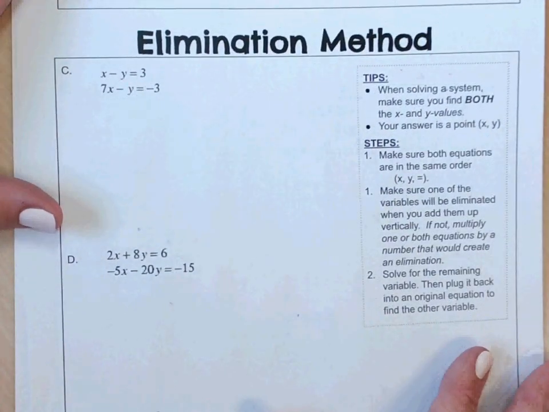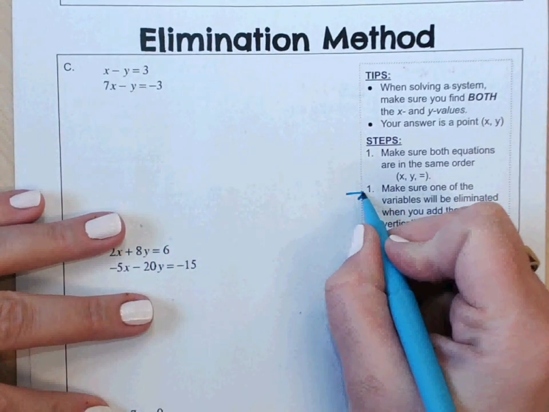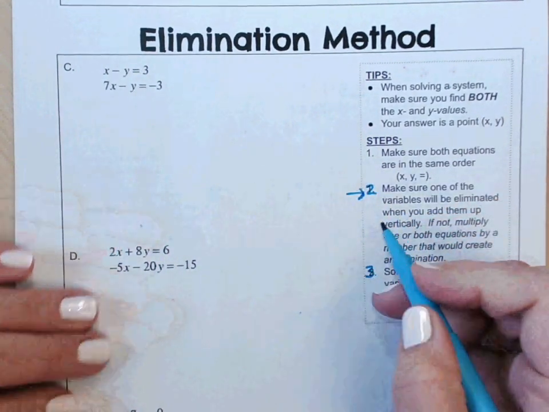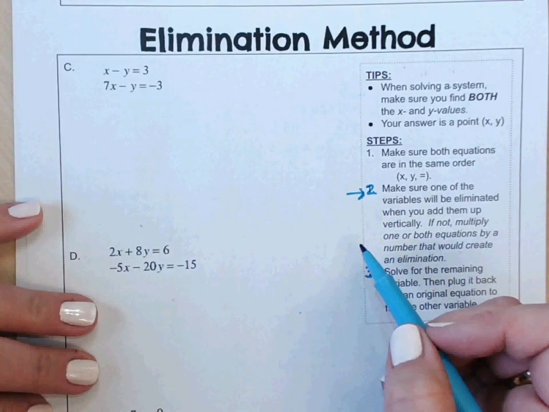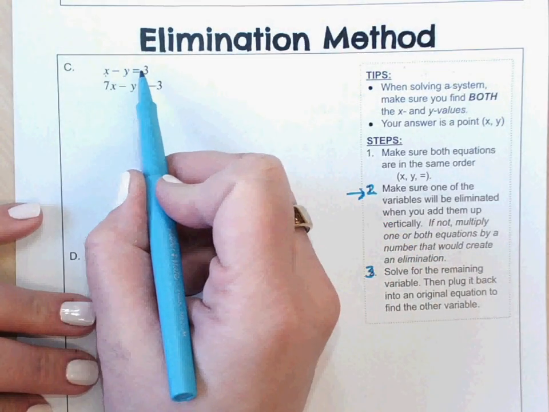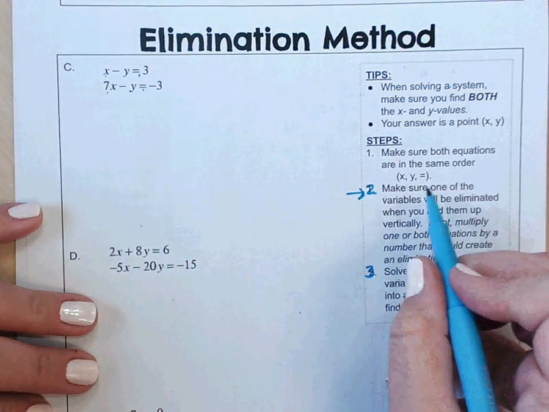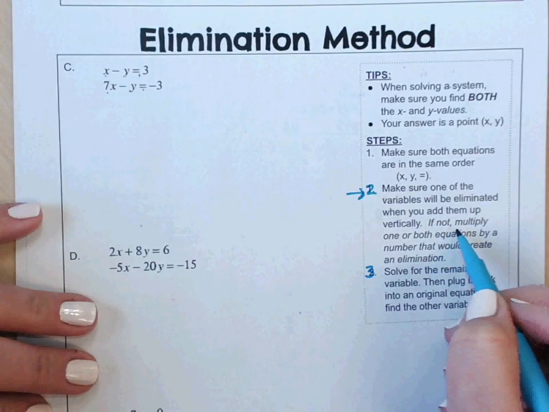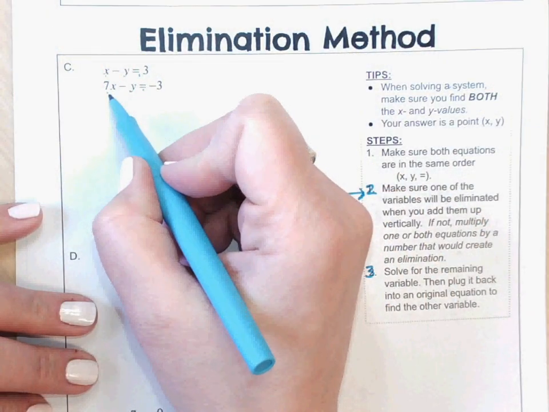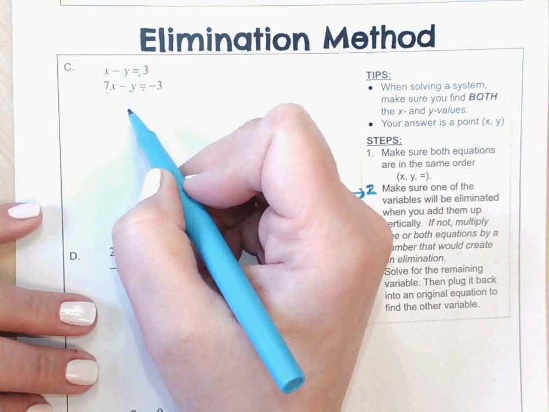So, on this page, we're going to discover that this middle step, step 2, we're going to have to pay attention to. So first, let's make sure it's in the same order. X, Y equal sign, X, Y equal sign. Check. Step 2, make sure one of the variables would be eliminated when you add them up vertically. X and 7x are 8x. Negative y and negative y make negative 2y.